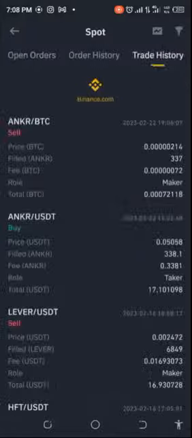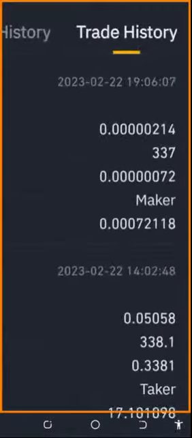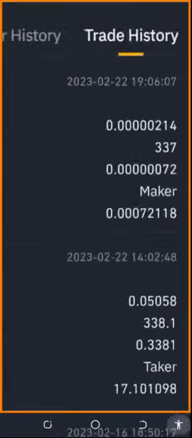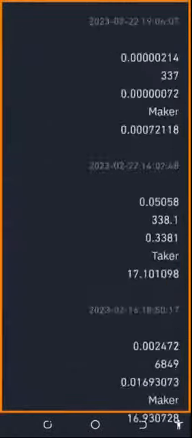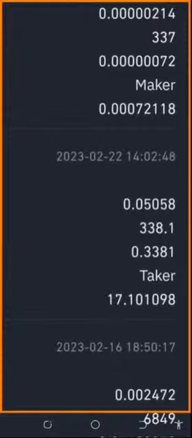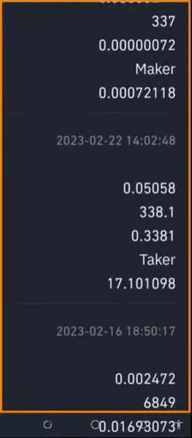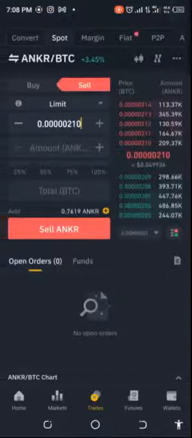Let's just check the trade history. All right, so it's already sold and we got 0.0007218. And how many hours did that take? Let's see, 14:02 and then 19, so about 5 hours. But let's go ahead and just quickly do this.